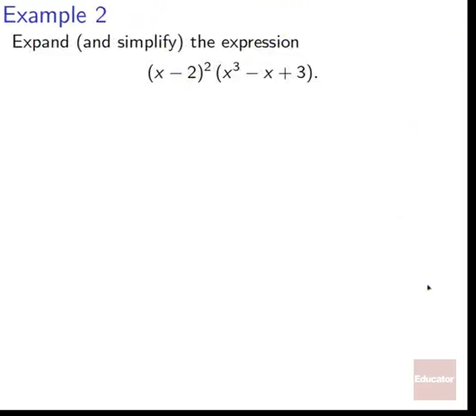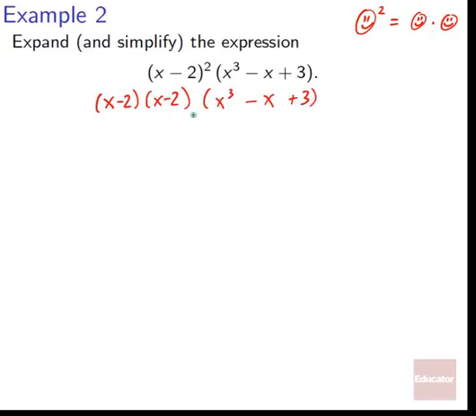Great. Second example, expand and simplify this expression. So we've got x minus 2 squared times quantity x cubed minus x plus 3. First thing we have to do is realize that x minus 2 squared is just the same thing as x minus 2 times x minus 2, right? If I have smiley face squared, then that's the same thing as smiley face times smiley face, right? So if I've got x minus 2 squared, then that's just x minus 2 times x minus 2. Then x cubed minus x plus 3. Let's start on the left and work our way to the right.